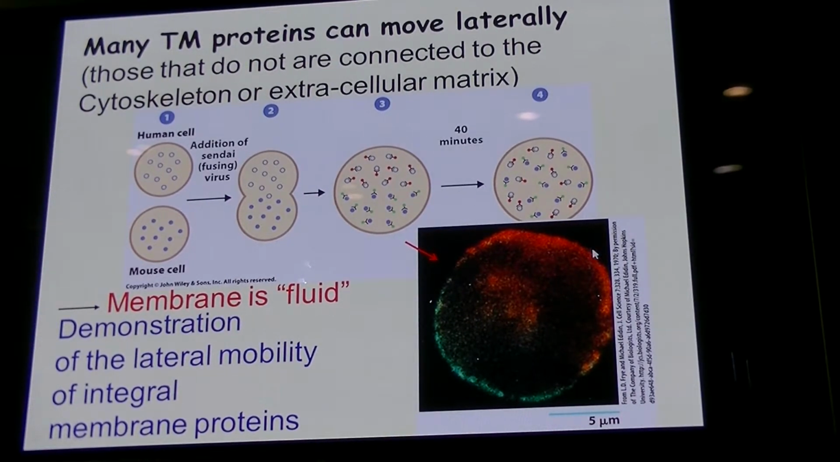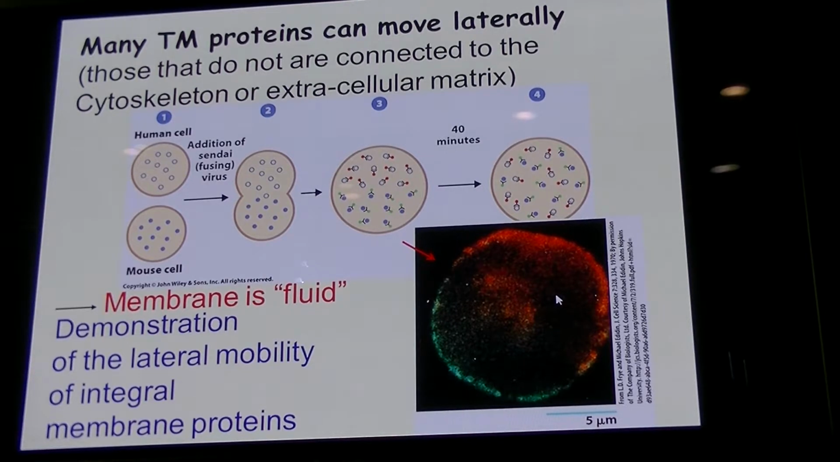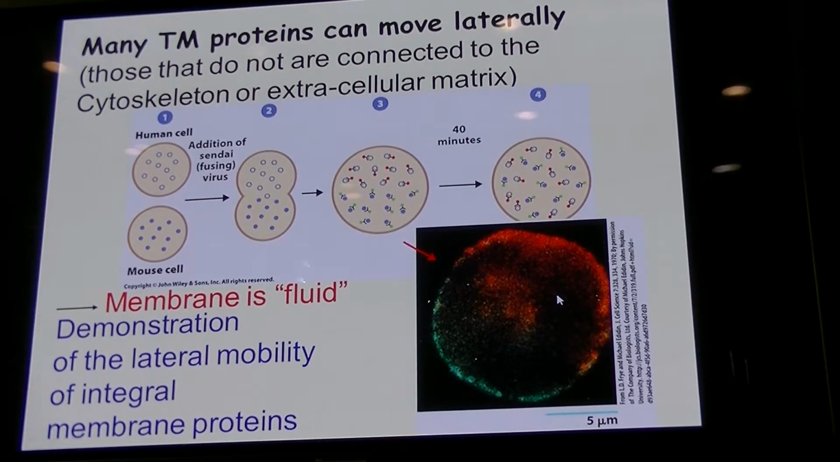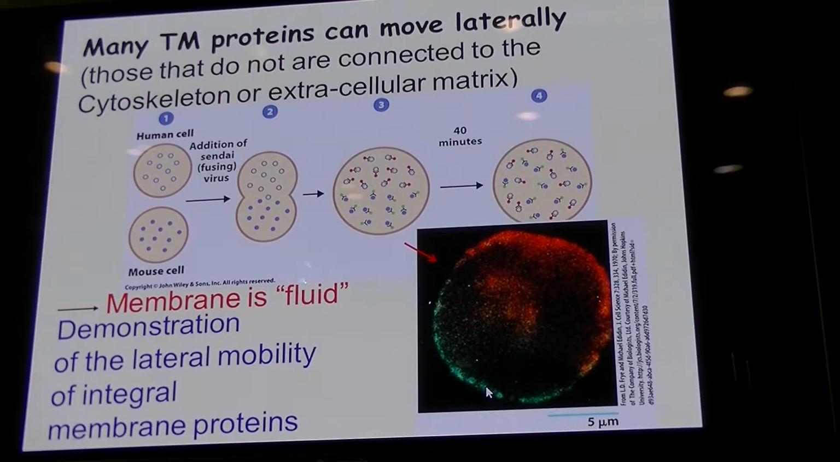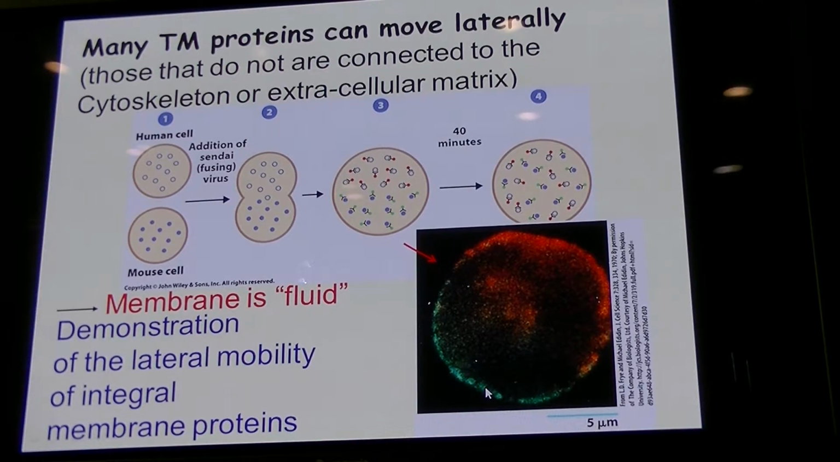But if we do the same experiment after 40 minutes, we see that everywhere the green and the red is mixed. So the proteins have mixed. It indicates that the proteins of the two cells are moving around. They're floating freely within that lipid sea. Now, the only proteins that do not float around freely are those that are attached to the cytoskeleton, that's the structure within the cell, or the proteins that are attached to extracellular proteins, which are called extracellular matrix. So not everybody moves around freely, but most proteins do.